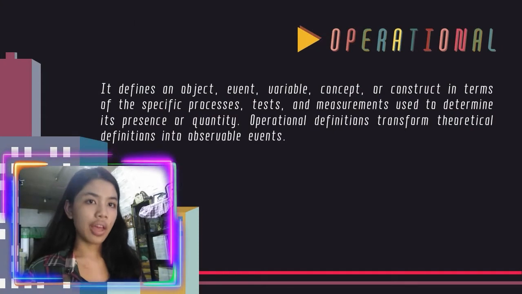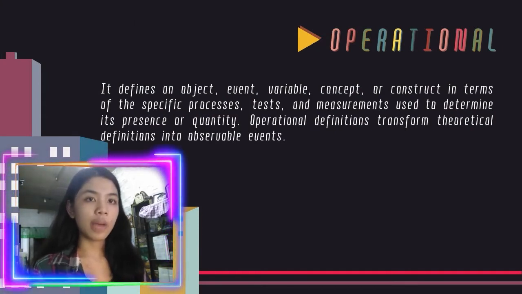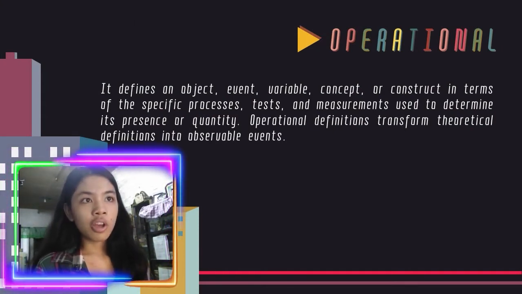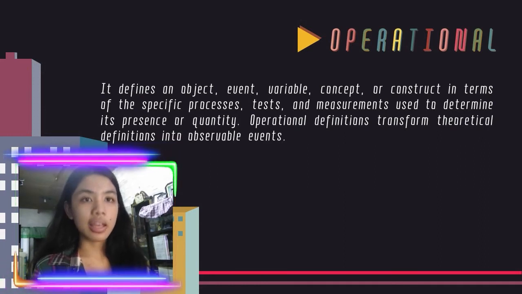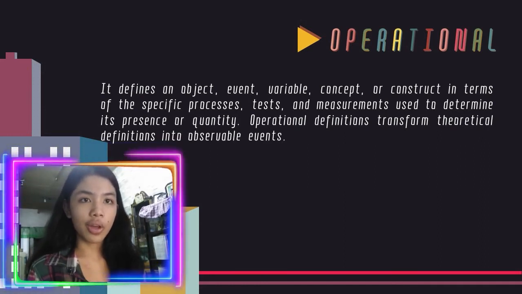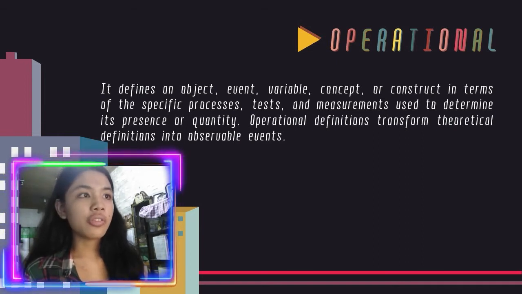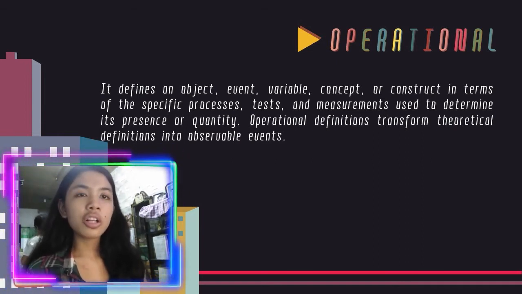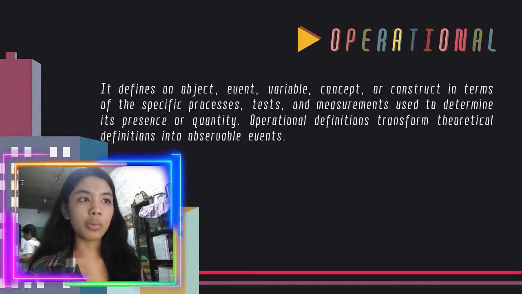Next is the operational definition. What is an operational definition? It defines an object, event, variable, concept, or construct in terms of the specific processes, tests, and measurements used to determine its presence or quantity. Operational definition transforms theoretical definitions into observable events.